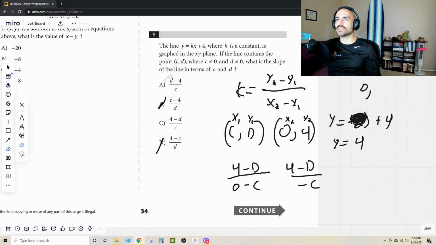And then what I can think about is, well, what if I were to flip the signs here? Because I need my c to be positive. Then I would end up with negative 4 plus d over c, and that is the same as d minus 4 over c, and that would be A.